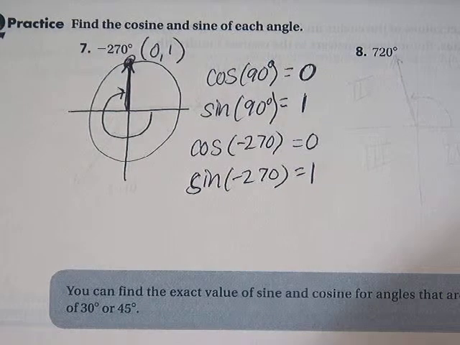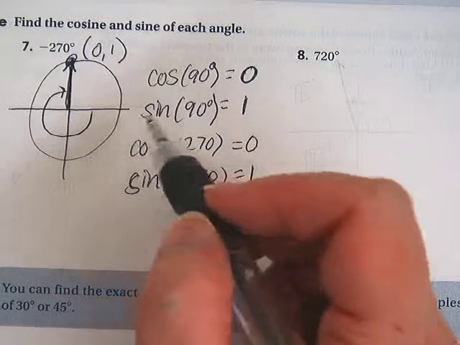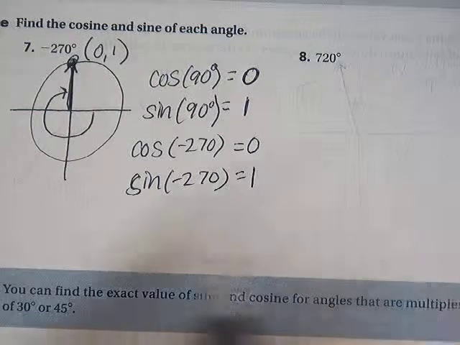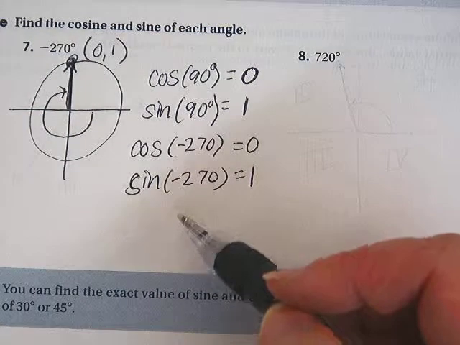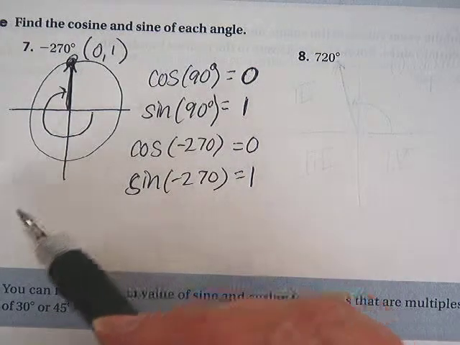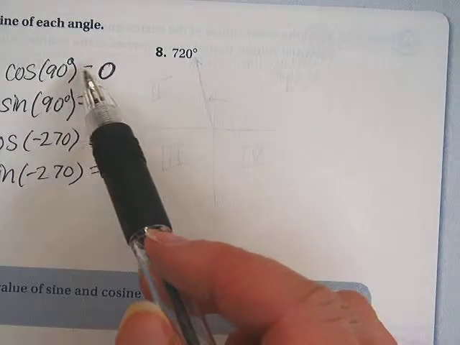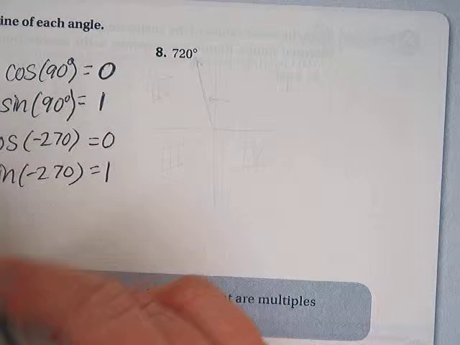When we start to graph these, not on this type of graph, but on an actual graph where we're comparing the angle to the ratio, we're going to end up with a graph that's periodic, that repeats over and over and over, because the values repeat every time we go around the circle.